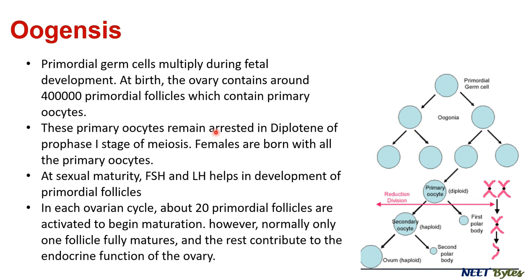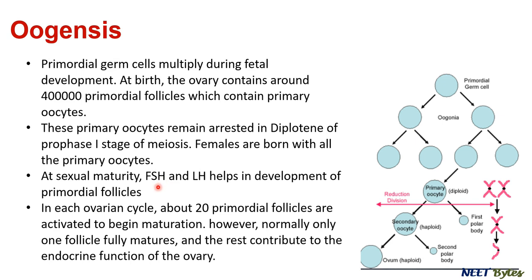At sexual maturity, what happens? FSH and LH help in the development of the primordial follicle, and from diplotene the further development happens. Okay. And it goes up to meiosis 2. And within meiosis 2, again it gets arrested at metaphase 2 when the ovulation is going to happen. Right?